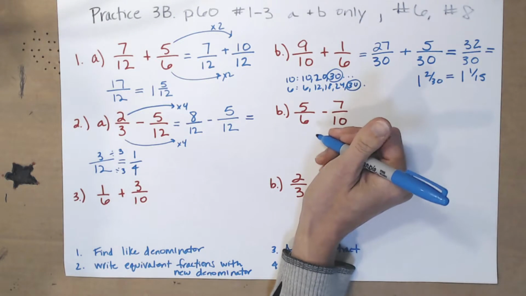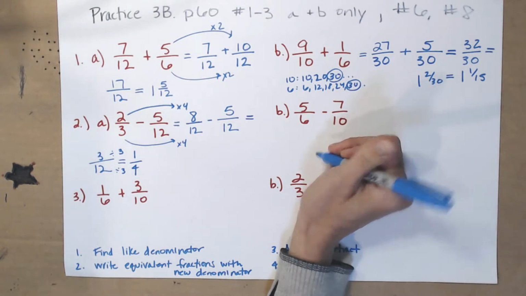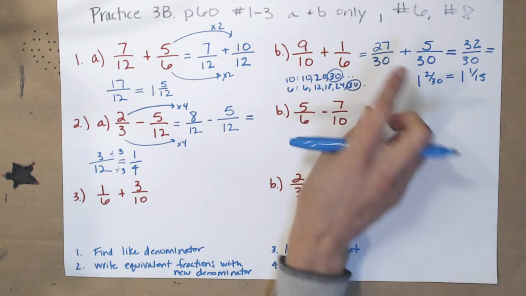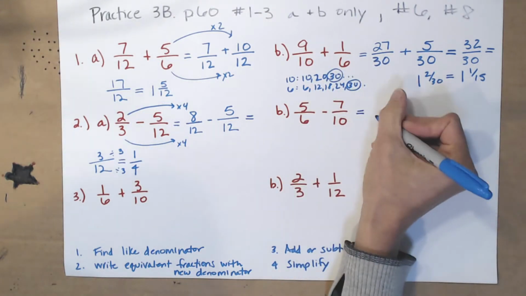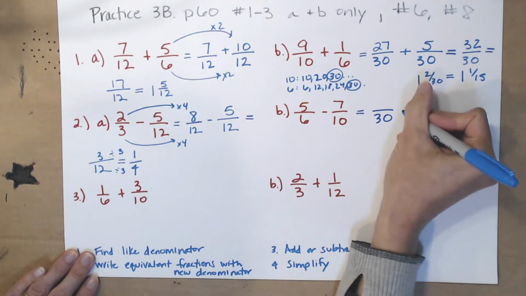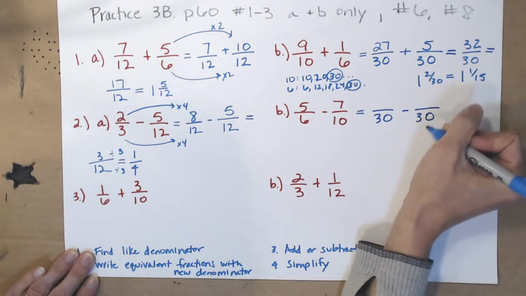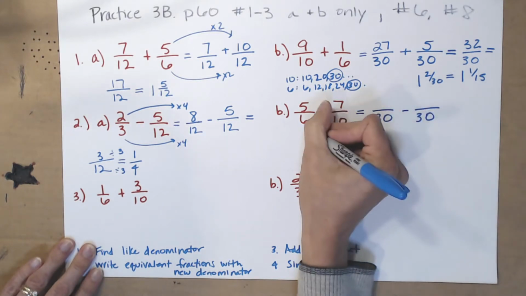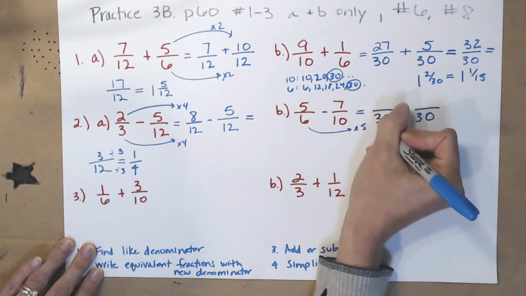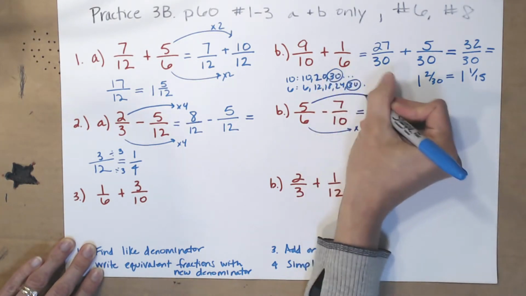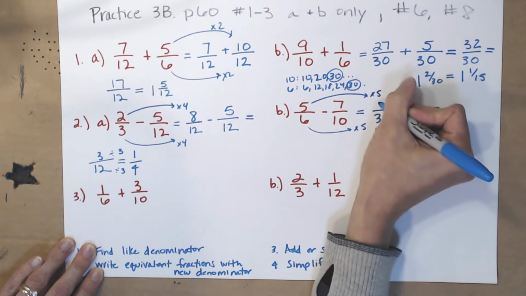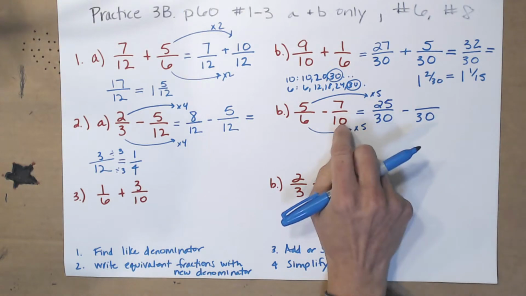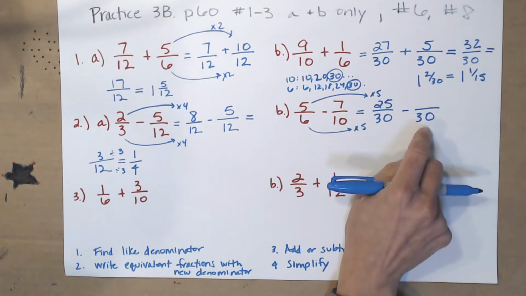Part B, 5/6 minus 7/10. So again, we have the 6 and the 10. Up here we had the 6 and the 10, and we used 30 as our denominator. So let's do that again. 5/6, we convert that to 30ths. 6 times 5 would give us that 30. So we also multiply the 5 times 5. We get 25.